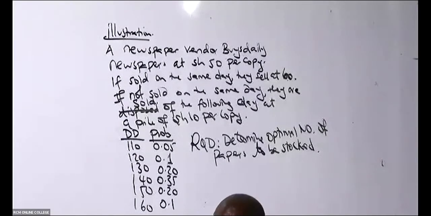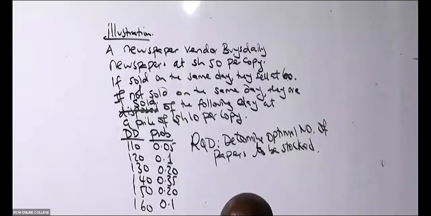A newspaper vendor buys daily newspapers for shillings 50 per copy. If sold on the same day, they will sell at shilling 60. If not sold on the same day, they are sold off the following day at shillings 10 per copy. Then they have given us the demand.